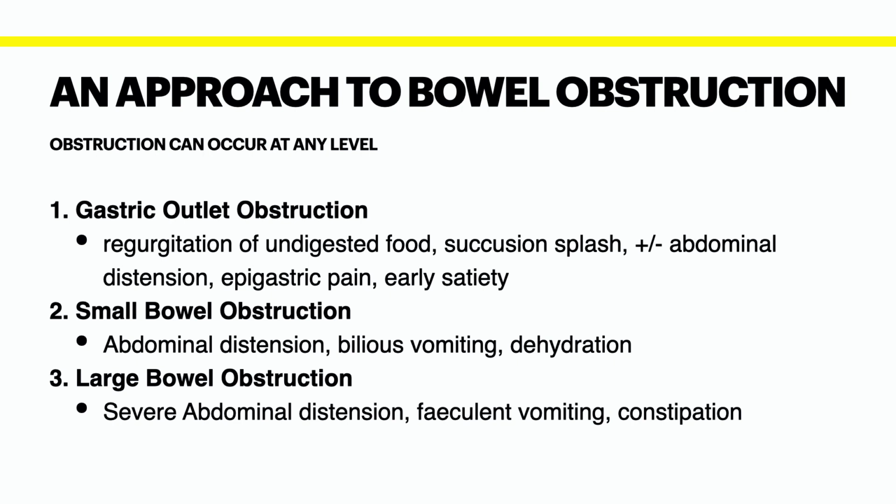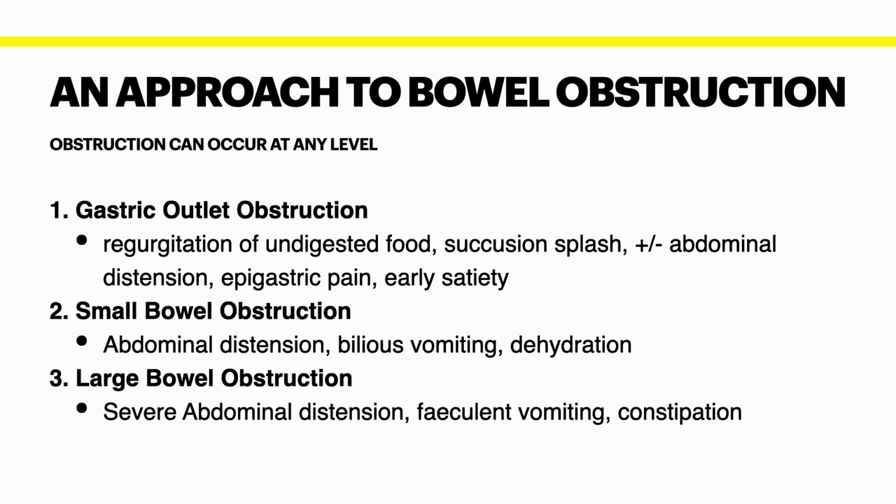The patient may or may not have abdominal distension depending on how distended the stomach is, and will typically present with epigastric pain and early satiety. Depending on chronicity, the patients may also have weight loss. Obstruction in the duodenum can also present in a similar way as gastric outlet obstruction.